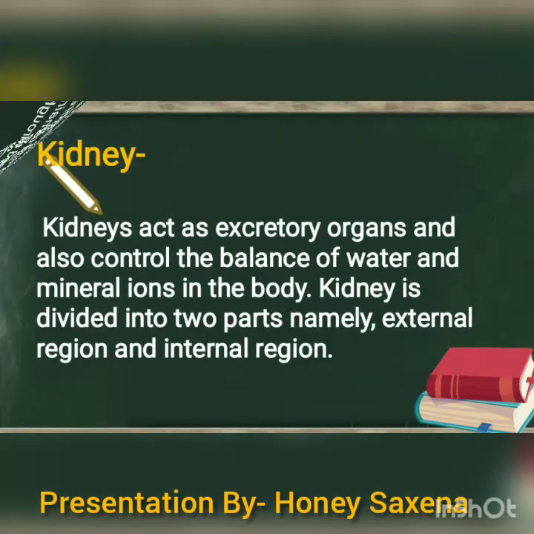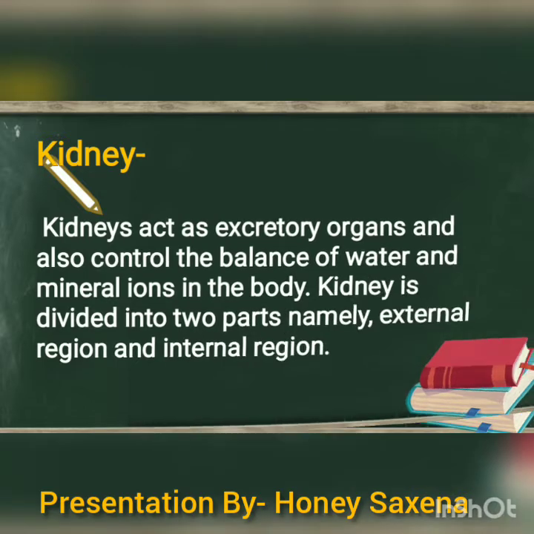So now we are going to study the structure of kidney. As we all know, kidney is an excretory organ and it helps in the balancing of water and mineral ions in our body. So our kidneys consist of two main parts, that is external region and internal region. Now let's understand the structure of kidney with the help of this given diagram.